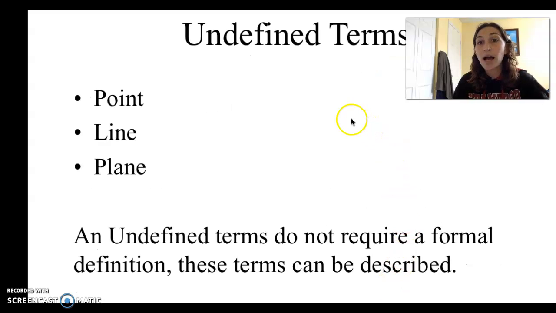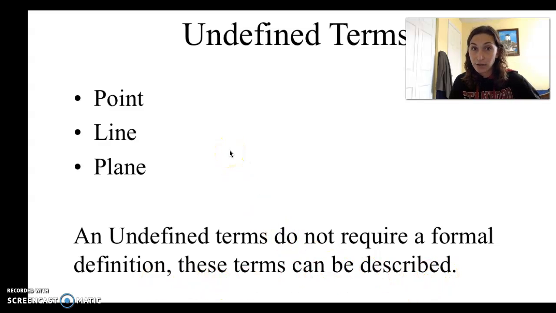So let's talk about undefined terms. What are considered undefined terms are a point, a line, and a plane. An undefined term does not require a formal definition. These terms can be described. So there is not an exact definition to say what a point is. Most people will describe a point. The same goes with a line and a plane. That is why these are called undefined terms.